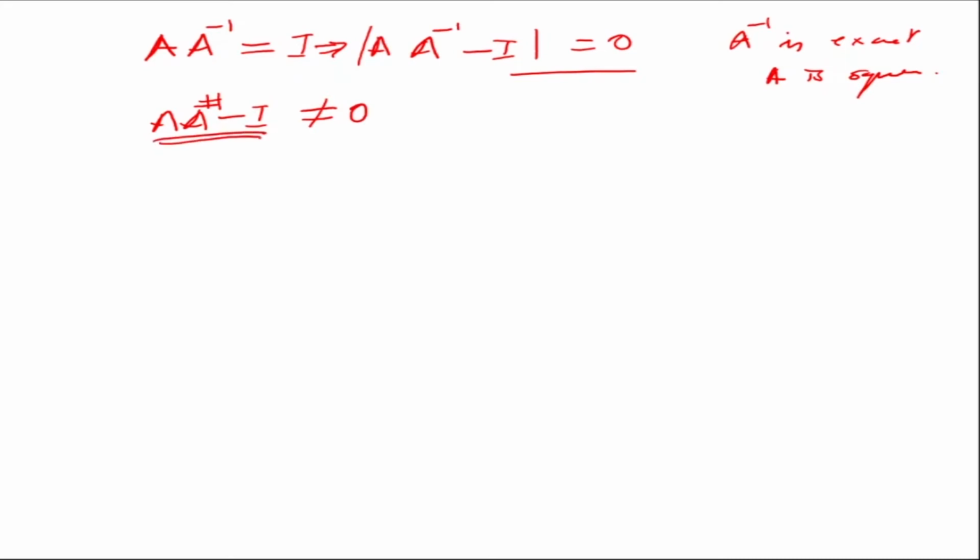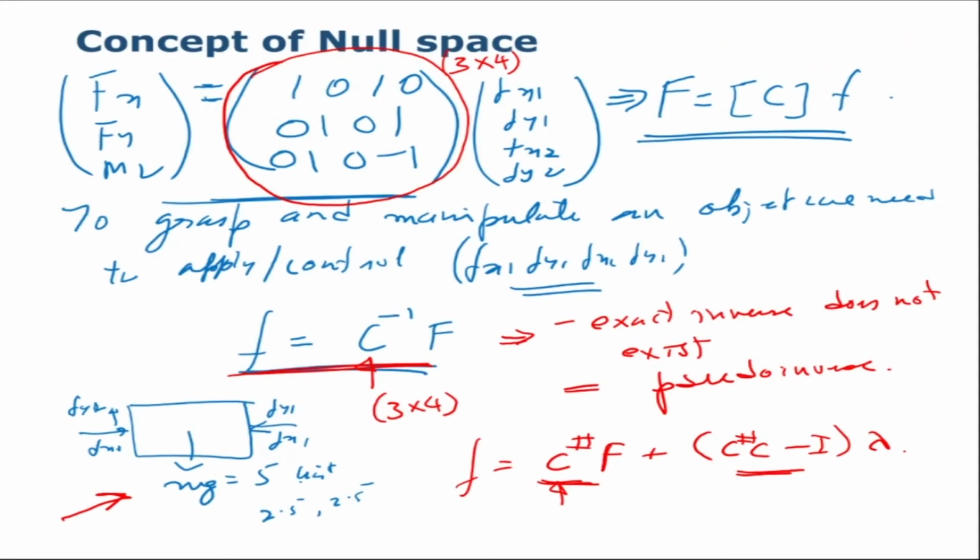What does this mean mathematically? It basically means that you have 4 unknowns and you have 3 equations. So how many solutions do you have? You can end up with infinite solutions. This is one part of the solution, and this is the other part, which is basically in the null space. This is the concept of null space. So you have one part of the solution here and the other one there.